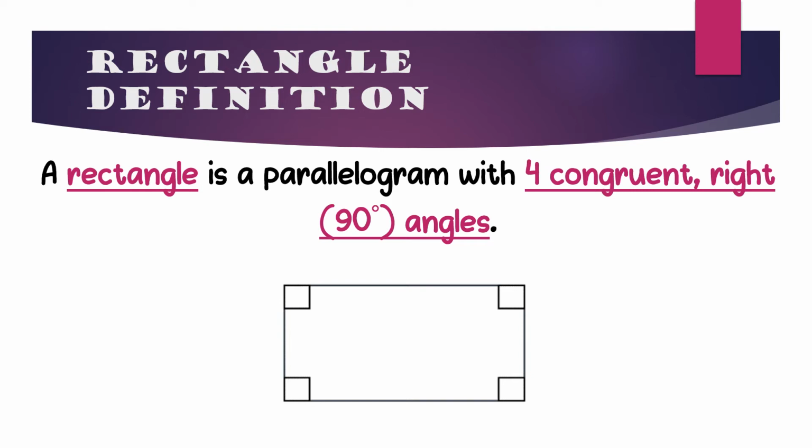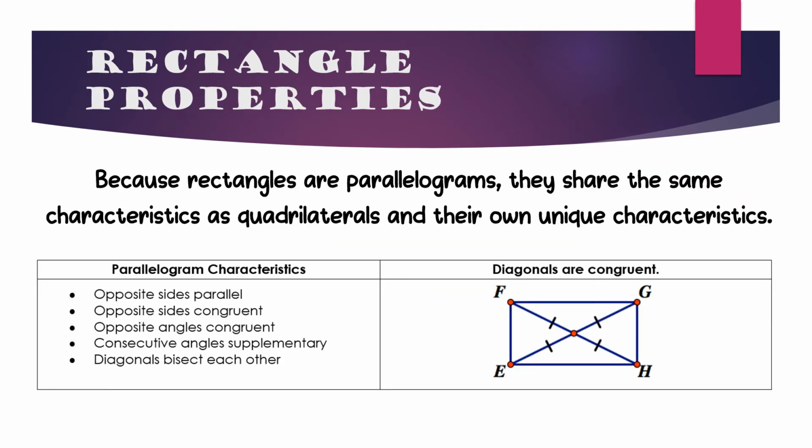By definition, a rectangle is a parallelogram that has 4 congruent right angles. So the definition is that it has 4 right angles, so all 4 angles measure 90 degrees. But because it is a parallelogram, all of those characteristics that are true for parallelograms will also be true for rectangles. So those 5 characteristics that we just went over: opposite sides are parallel, opposite sides are congruent, opposite angles are congruent, consecutive angles are supplementary, and diagonals bisect each other. Those 5 things are all true for a rectangle.